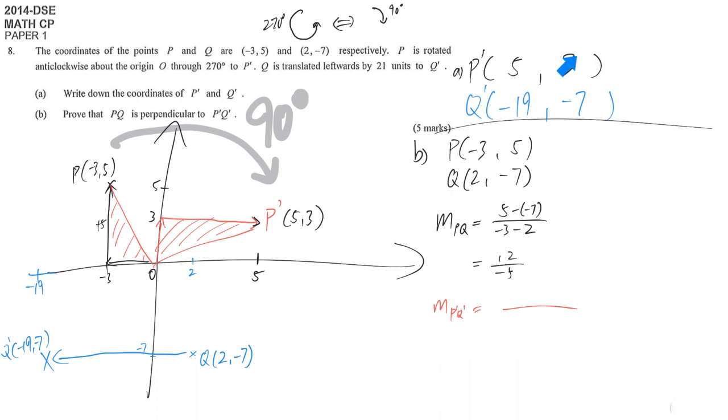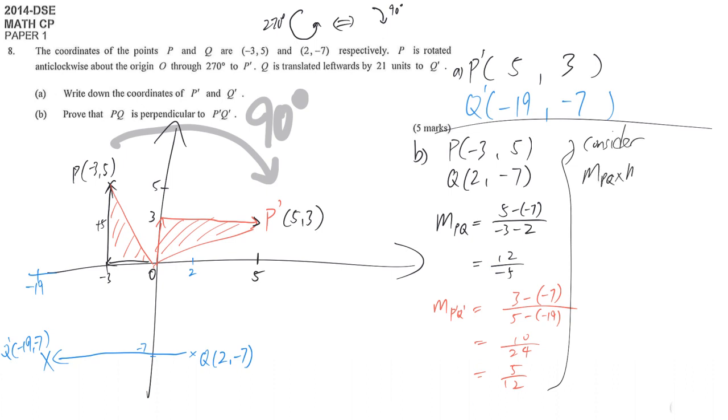Now we are working on the slope of P prime Q prime. We are going to compare their y difference over x difference. So 3 minus -7 divided by 5 minus -19. We get 5 over 12. Now we are going to prove, is the product equal to -1? So we are considering slope PQ times slope P prime Q prime, which is equal to 12 over negative 5 times 5 over 12. So it gives us negative 1.